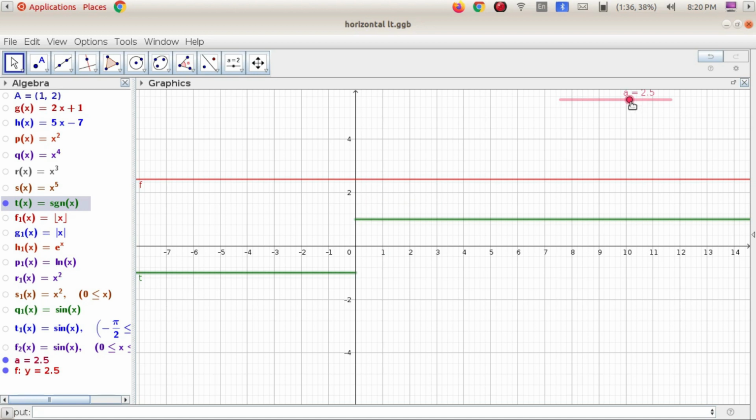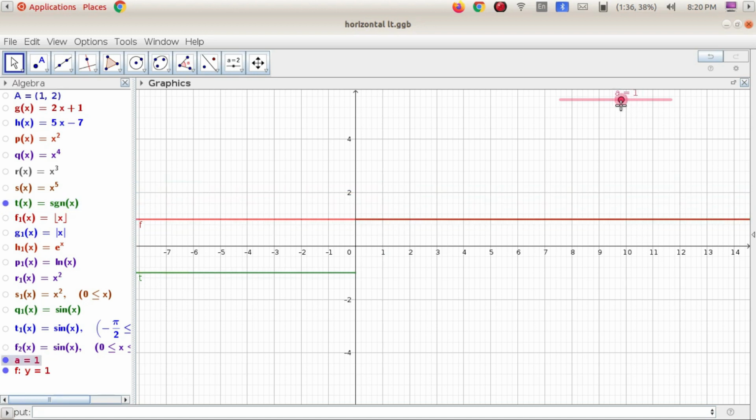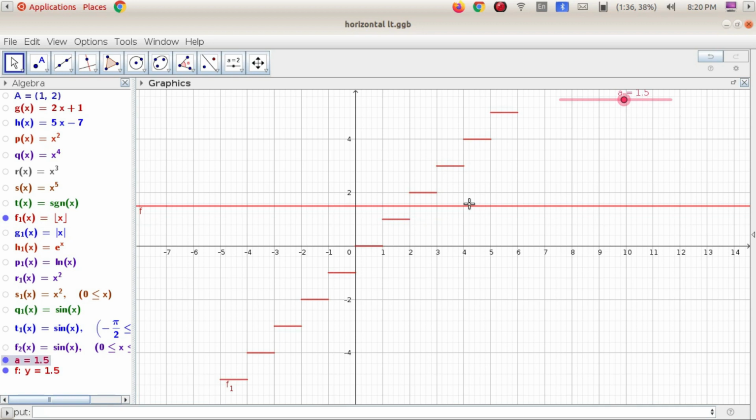When we move this slider, now consider the y value equal to 1. Now this horizontal line intersects the curve at infinitely many points, so it is clearly not one-one. Now consider the floor function. Here the horizontal line has infinitely many points of intersection, so the function is not one-one. Now here this horizontal line has no points of intersection, so the function is not onto.